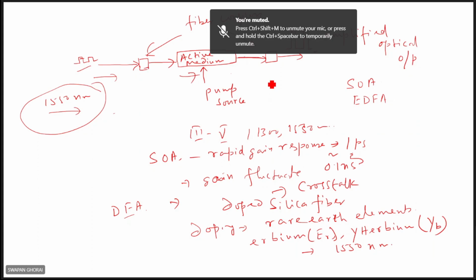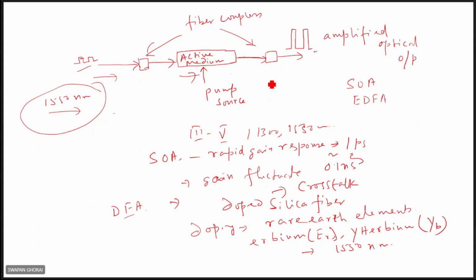And just see how it can replace the repeaters. There is no need of conversions. You can consider the cost, but speed cannot be compromised. Speed will be less if you consider the optical to electrical to optical conversions. So if you have all optical systems, then you can have very high speed communication systems, and that is most essential nowadays.